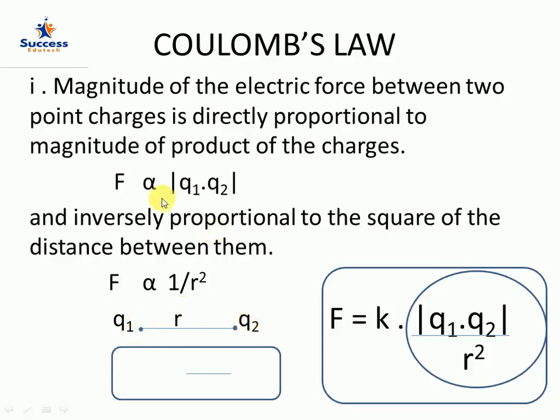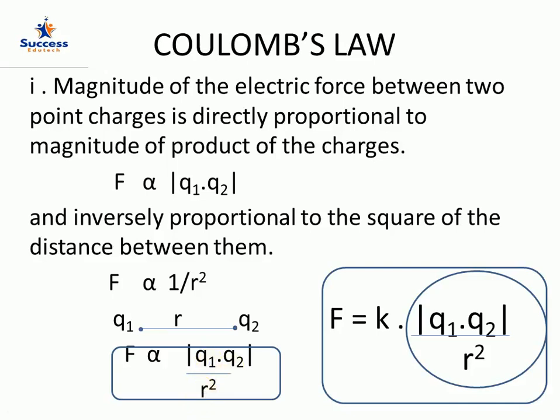What is inversely and directly proportional? F will increase when the product of Q1 and Q2 increases. And F will decrease when R square increases. So we can write it as F is directly proportional to the product of Q1 and Q2 and inversely proportional to the distance between them, that is R square.